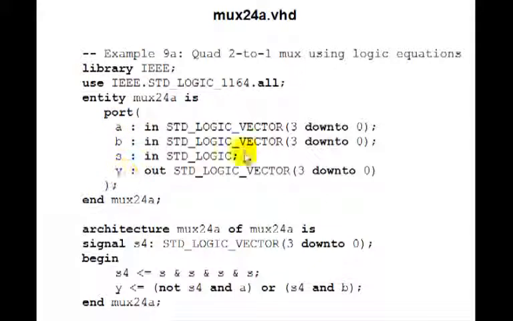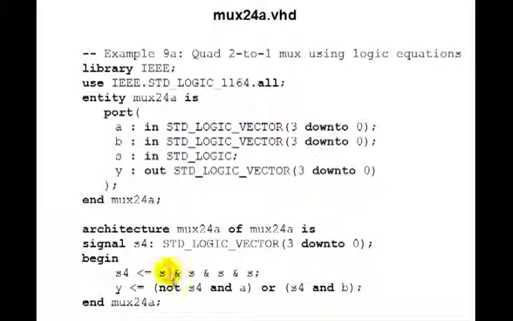Here, a, b, and y are all 3 down to 0. Well, in VHDL, if we write the logic equation y is not s and a or s and b, like you might think you could do, it turns out that the arrays have to be the same. So we really can't just use s here. We have to define a signal s4, which is also 3 down to 0. And then we'll concatenate 4 s's together. This ampersand symbol means concatenation. So s4 is just s3, s2, s1, s0.